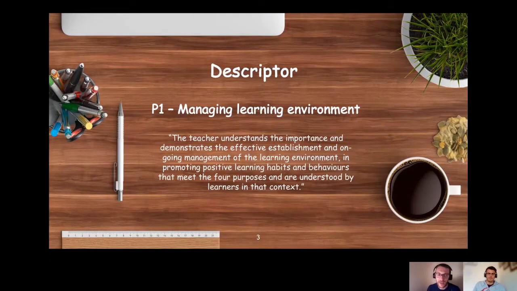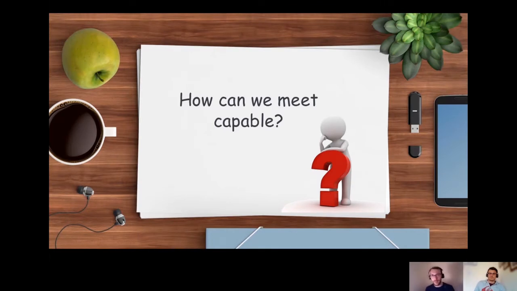So P1, as James said, is managing the learning environment. We've put a descriptor there just to try and describe what it is. So the teacher understands the importance and demonstrates the effective establishment and ongoing management of the learning environment in promoting positive learning habits and behaviours that meet the four purposes and are understood by learners in that context. So this one is very much all about, as it says, that learning environment.